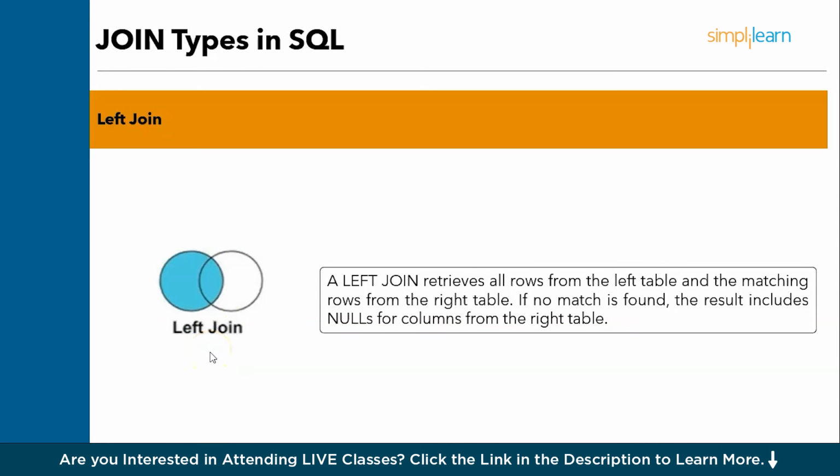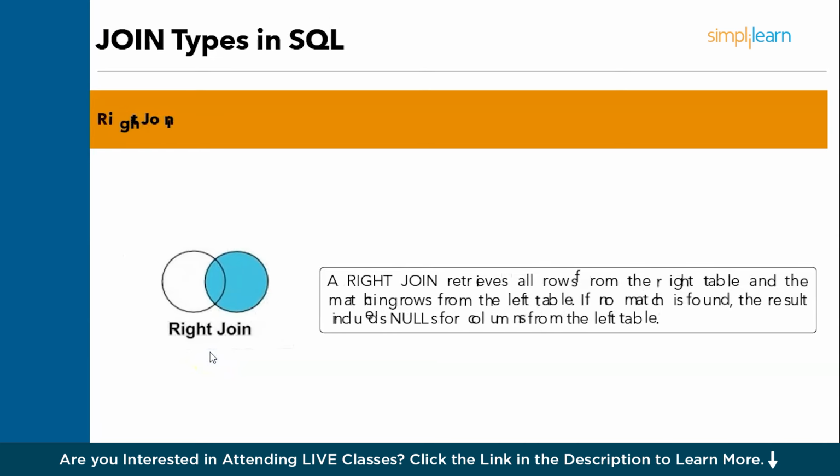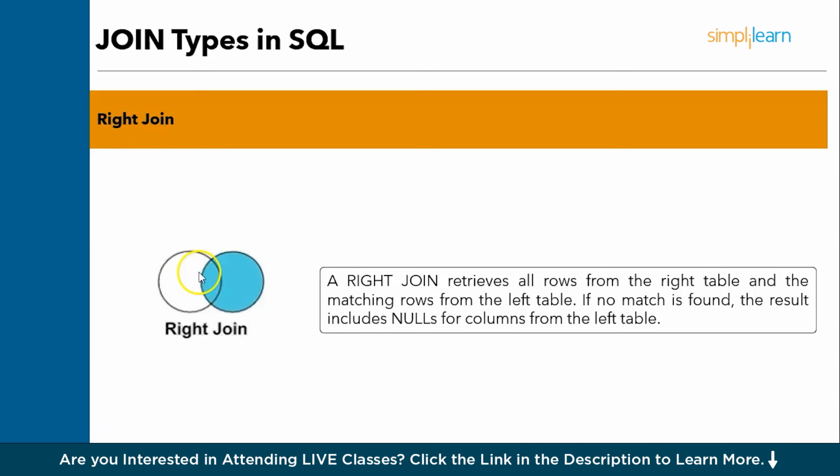Now let's proceed with the third type of join, which happens to be the right join, which is completely similar to the left join, but the only difference is this time you're pulling all the data from table B and the common entries from table A, right? So a right join retrieves all rows from the right table and the matching rows from the left table. If no match is found, the result includes nulls for columns from the left table.